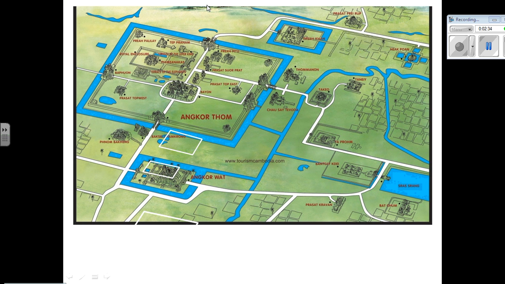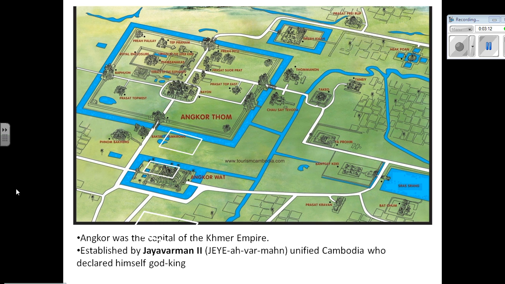So here is a map of the site. You can see that it's a network of complexes, many of which are surrounded by man-made moats, connected by channels. We are going to look at this site here, Angkor Wat, as well as this site, Angkor Thom. Sorry, I have some weird little graphics here. I apologize about that. So Angkor was the capital of the Khmer Empire. So this is their capital city.